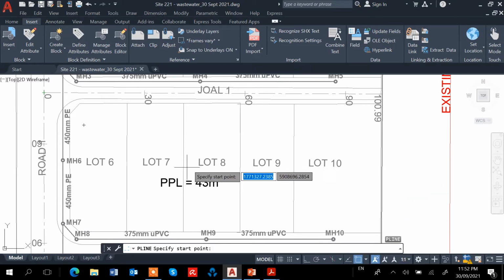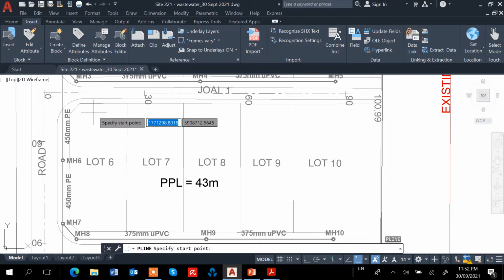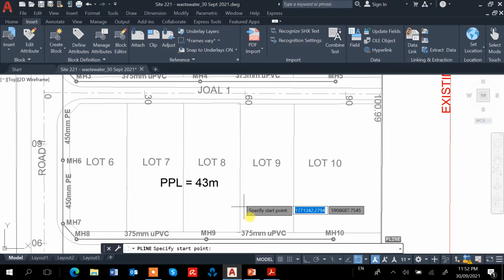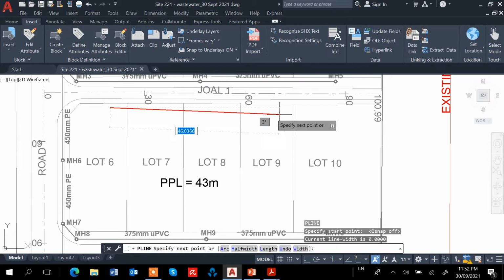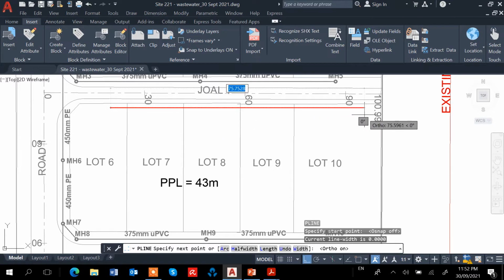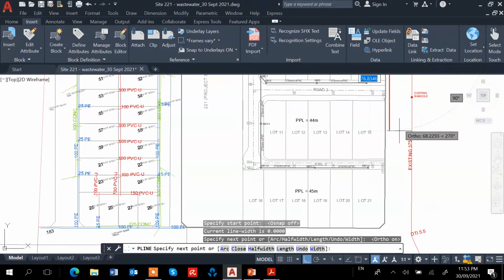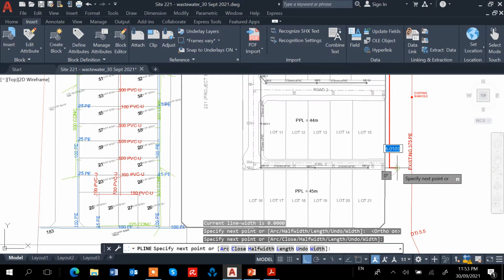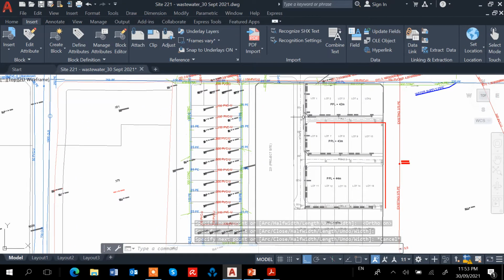So I will use the P line. I'm going to just draw from maybe about here. I'm going to go out because this will be a shorter distance. Somewhere down here, because I could go along the roads here.